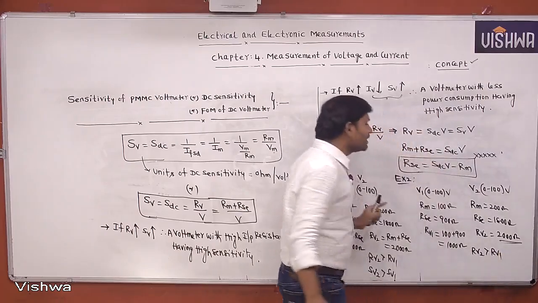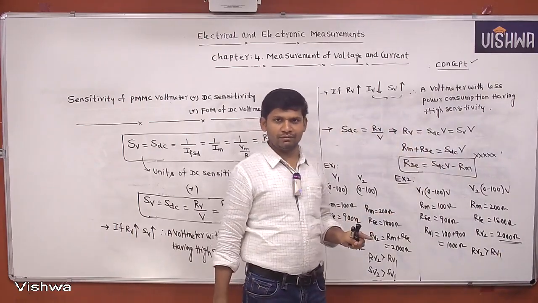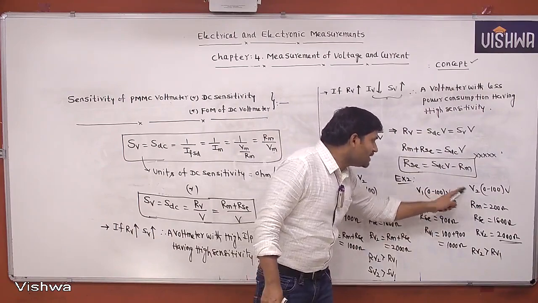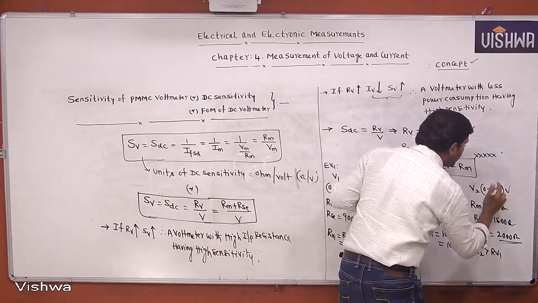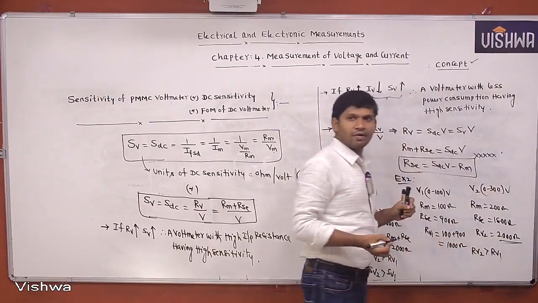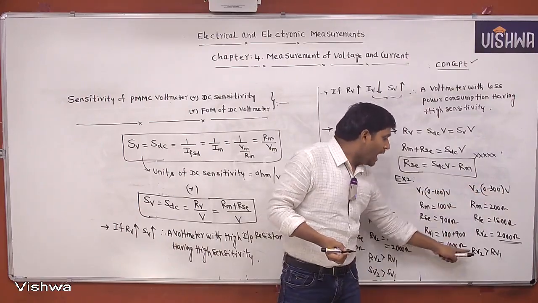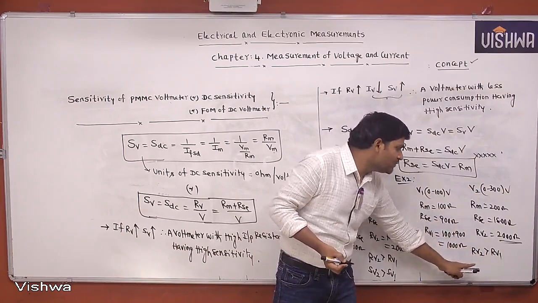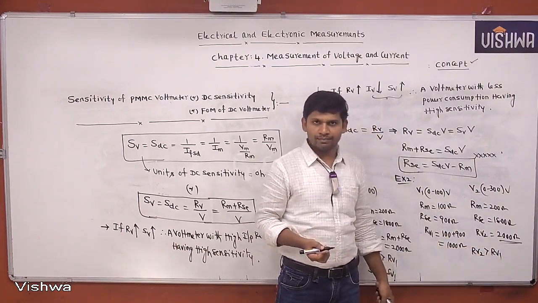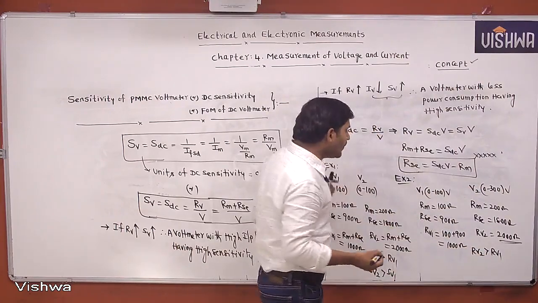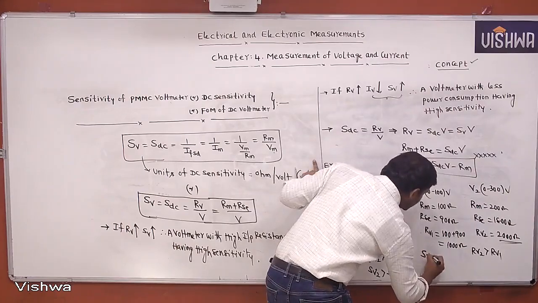But directly we cannot say that SV2 is greater than SV1. Why? Because these are different ranges of voltmeter, a 0 to 100 and a 0 to 300. You cannot just say that because RV2 is greater than RV1, hence SV2 is greater than SV1. If different ranges are given, then we must calculate sensitivity.